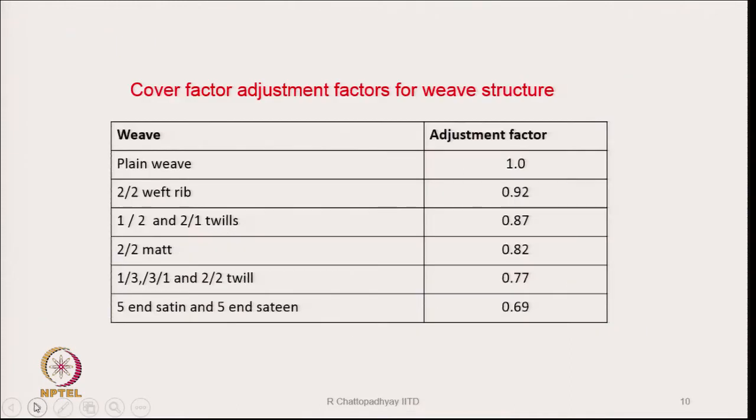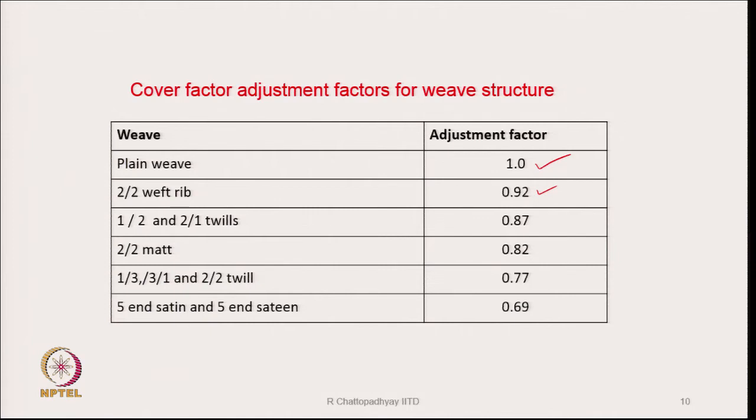From there we go to the next slide. Here there is a comparison of cover factor and their adjustment. So, if the cover factor of plain weave is considered to be 1, then 2 by 2 weft rib will be 0.92 times whatever was the value for plain weave. 1 upon 2 or 2 upon 1 twills will be 0.87. The adjustment factor is going to be 0.87.